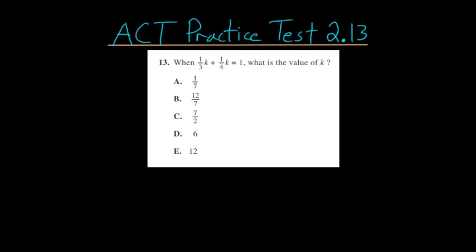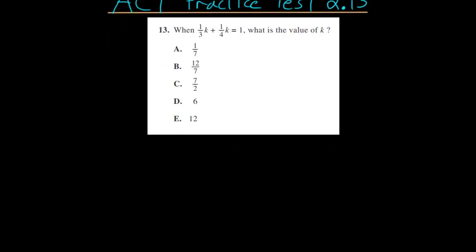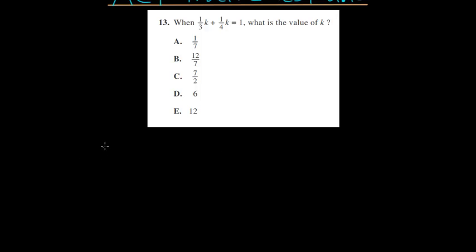For the 13th problem on the second ACT practice test, when 1/3 times k plus 1/4 times k is equal to 1, what is the value of k? So let's first rewrite our equation down here. We have that 1/3 times k plus 1/4 times k is equal to 1.